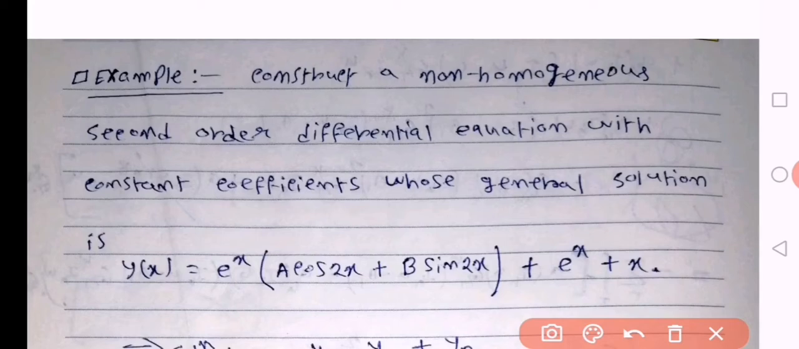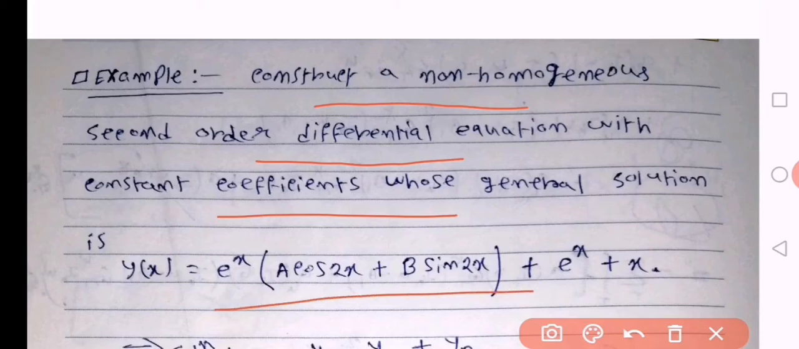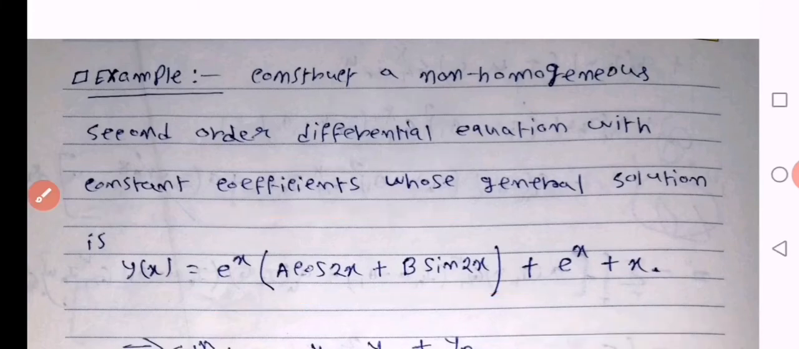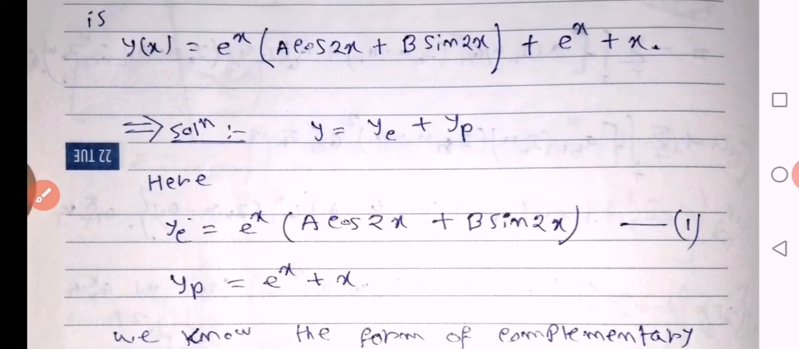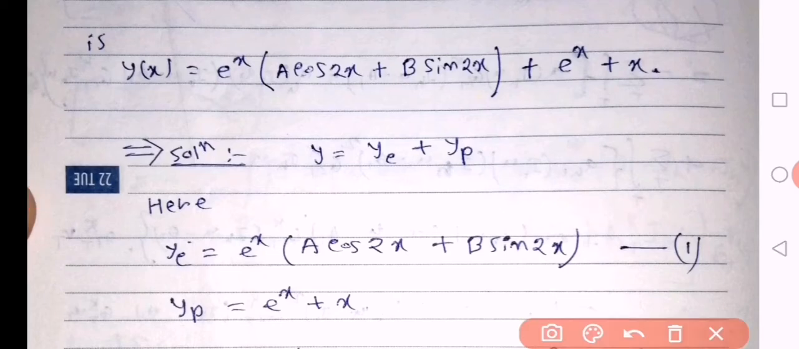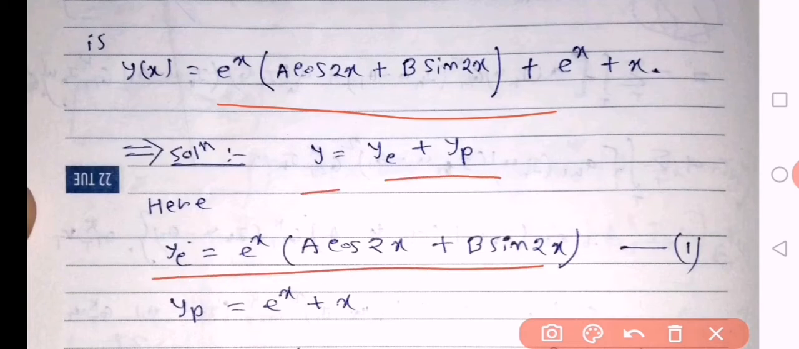So, in this example, we will construct a non-homogeneous second order equation with constant coefficients whose general solution is given by this. You see this solution can be written as y equal to yc plus yp, where yc is this and yp is e to the power x plus x.